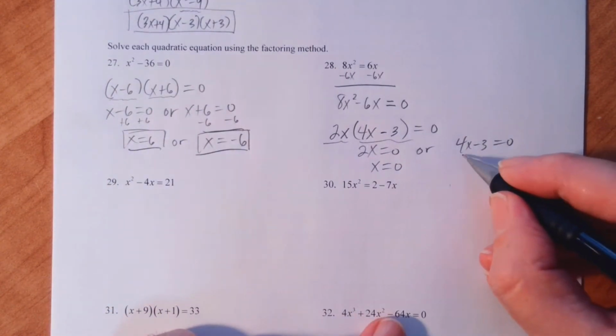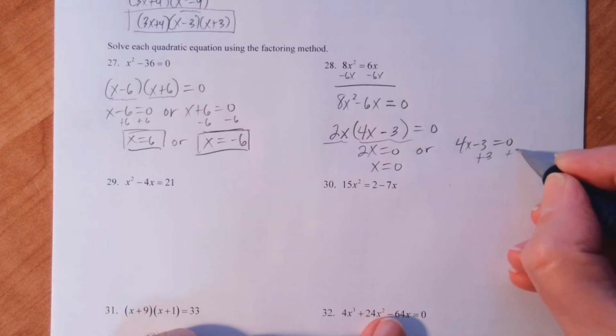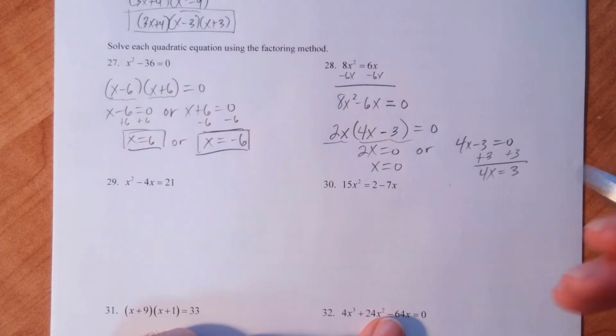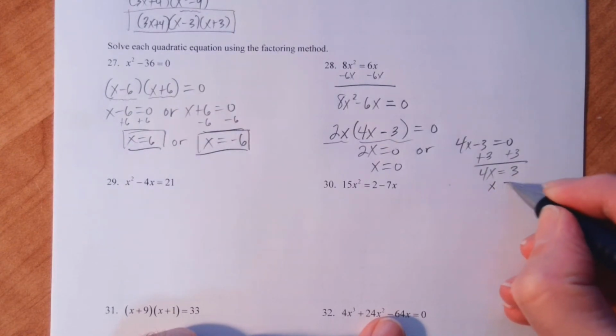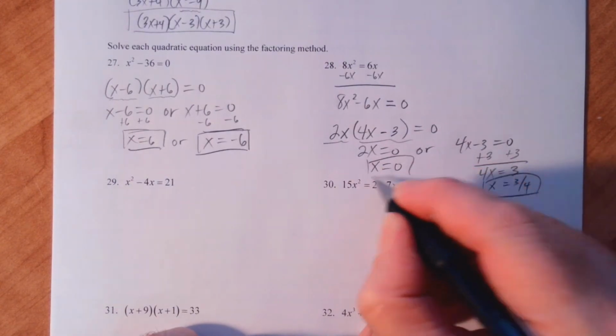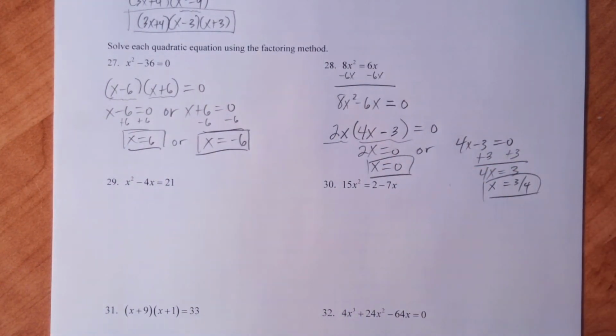Over here, we're going to want to solve for x, get x by itself, so we'll add 3 to both sides. Get 4x is 3. Divide each side by 4, you get x is 3/4. So we have 3/4 and 0 as our two solutions. And again, one thing we learned about quadratic equations is we normally get two solutions.